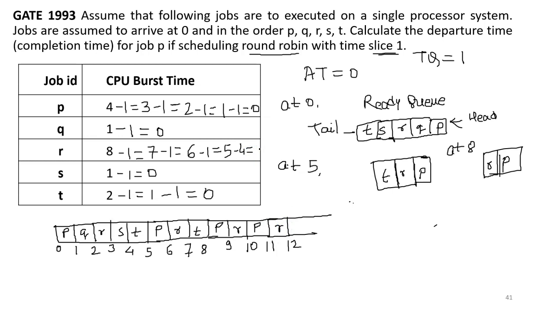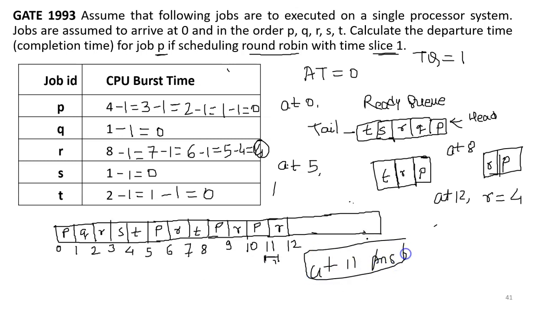Here at 12, R's remaining time is 4. So at 12, there is only one job in the ready queue which requires 4 units to complete. So what is asked in the question? Calculate departure time, that is completion time for job P, if there is a round robin scheduling algorithm with time slice of 1. So we got our answer here, that P is completed here at 11. So this is our answer.